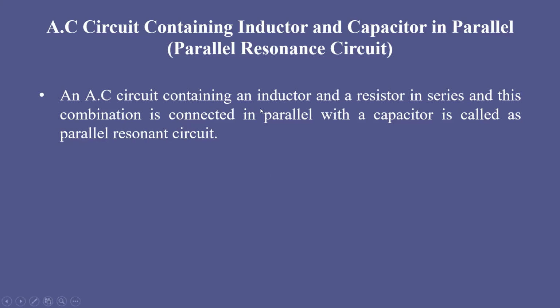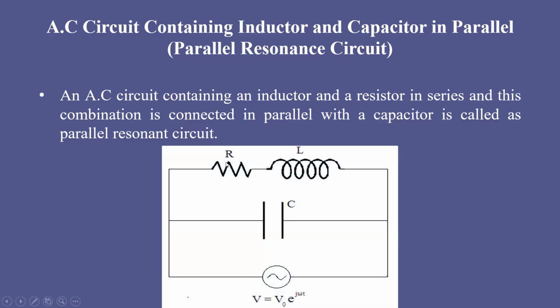An AC circuit containing an inductor and a resistor in series, and this combination is connected in parallel with a capacitor, is called a parallel resonance circuit. In the parallel resonance circuit, we will have a resistor and an inductor connected in series in one branch, and this combination is connected with the capacitor in parallel. This combination is finally connected to the external AC supply.